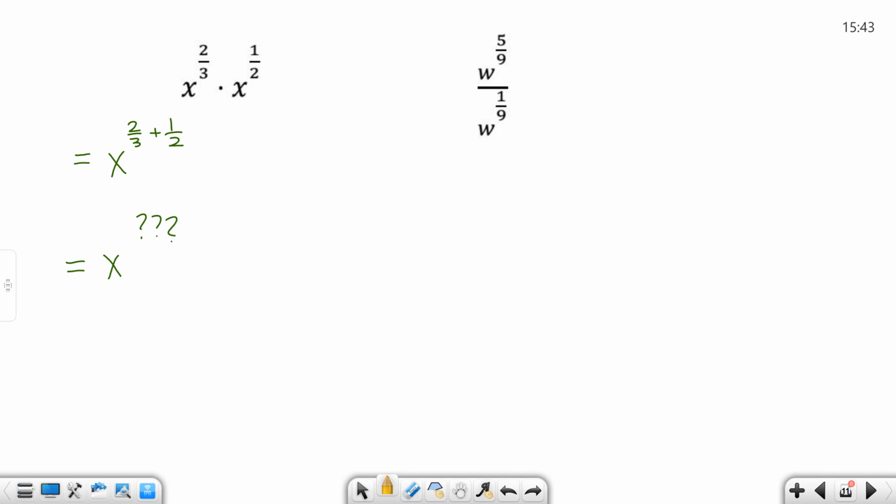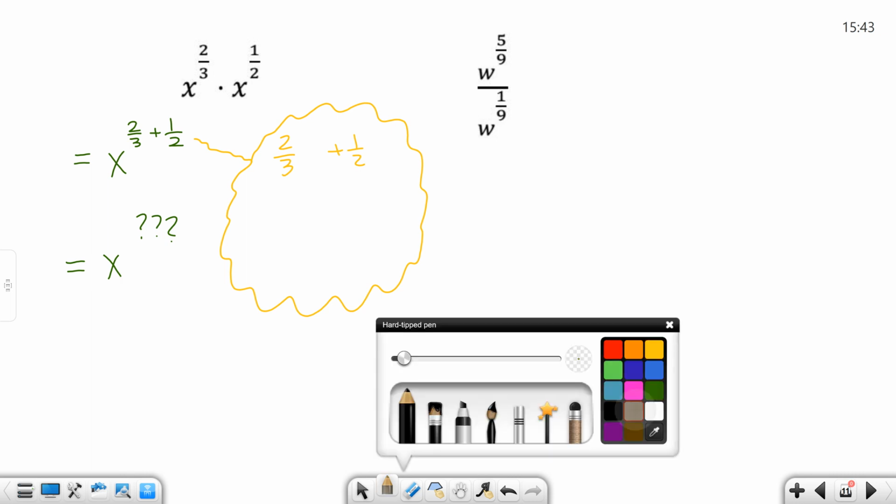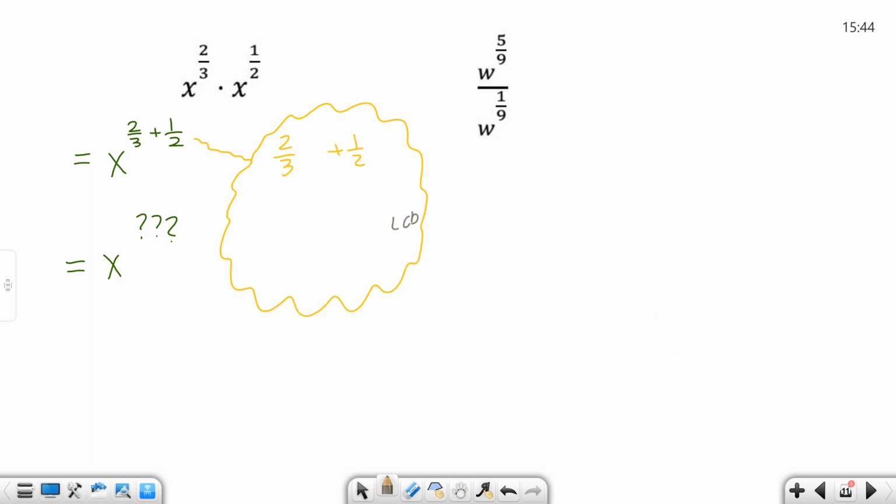So I'm going to figure out what my power is over here in the thought cloud. We're going to come over here in a thought cloud, and I'm going to have 2/3 plus 1/2. What is my LCD when I look at this? My LCD is 6, because 3 and 2 is going to be 6.